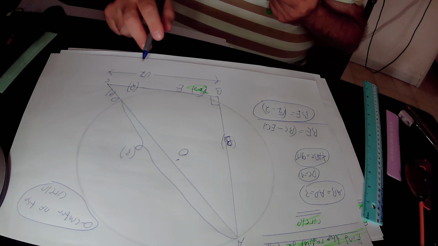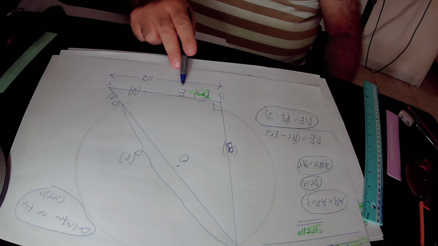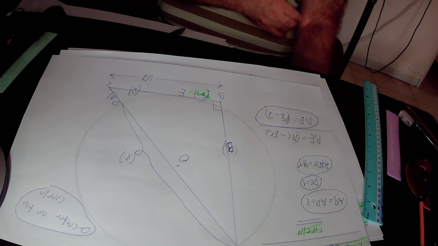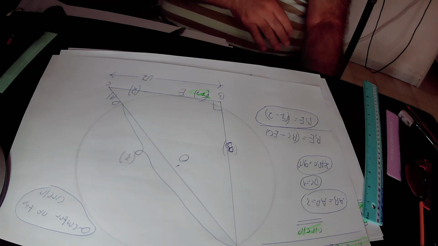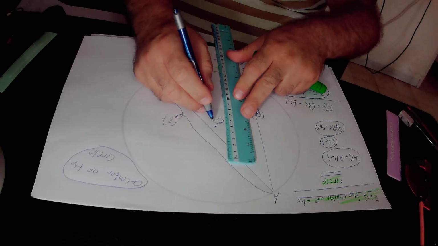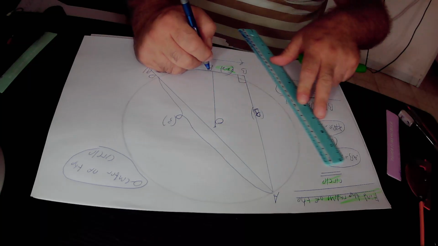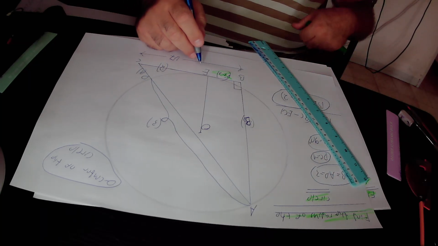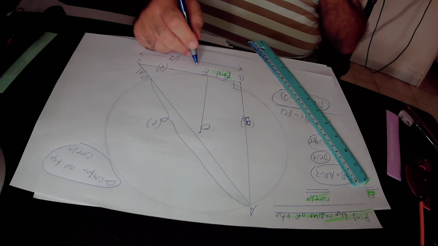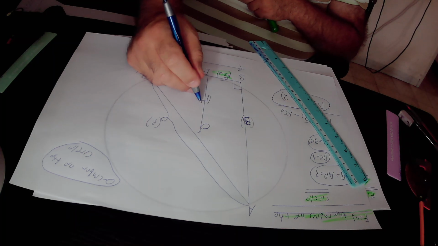Tangent BC is tangent to this circle at point E. So we join points O and E together by a straight line. Point O is the center of the circle. Point E is a point on the circle itself, therefore OE is the radius of this circle. We call the radius R, therefore OE equals R.